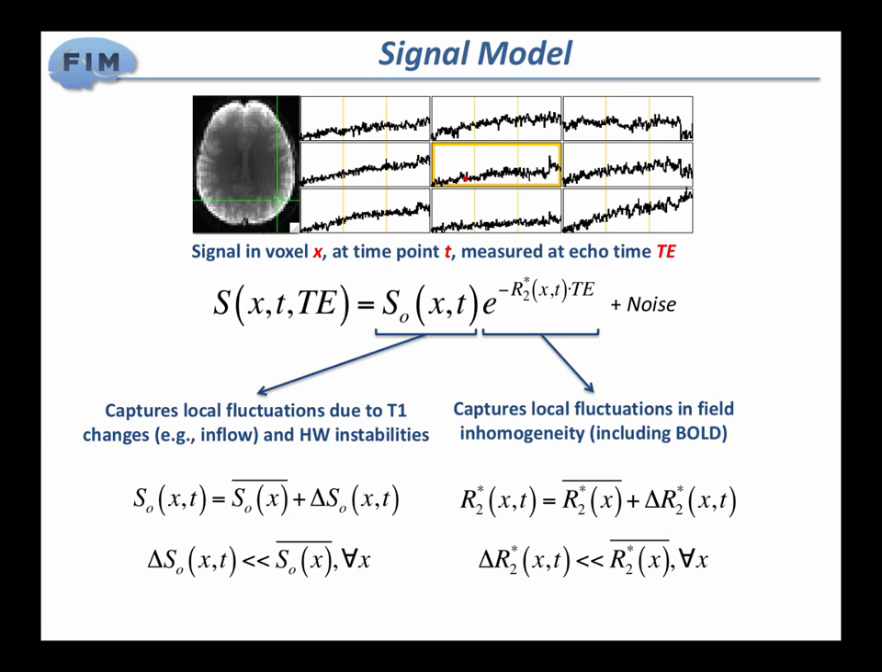And we're going to think of each of those components, the S0 and the R2 star, as having both a mean value across time and then a little fluctuation sitting on top, okay? This is the mean value for S0 and the little fluctuation sitting on top. This is the mean value for the R2 star and the little fluctuation sitting on top. And because of that, basically the fluctuation is going to be much smaller than that mean value, okay? That's the way we define it.